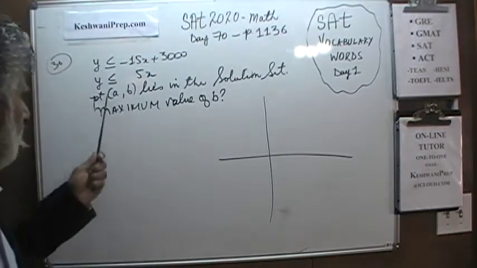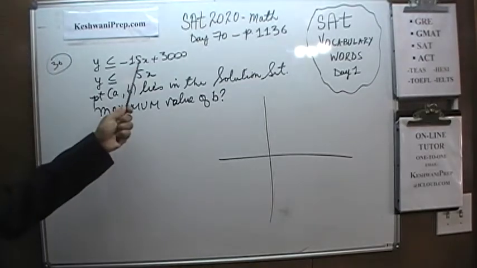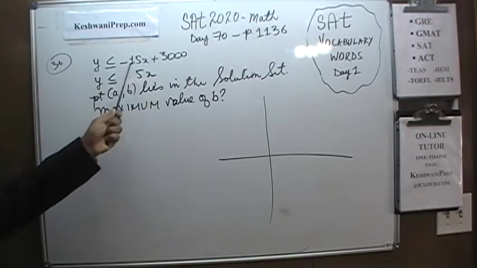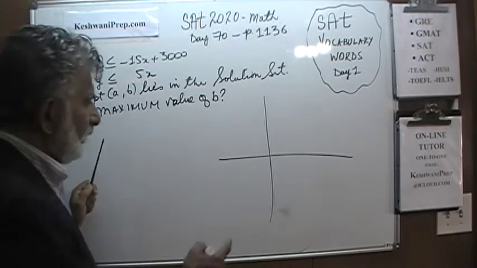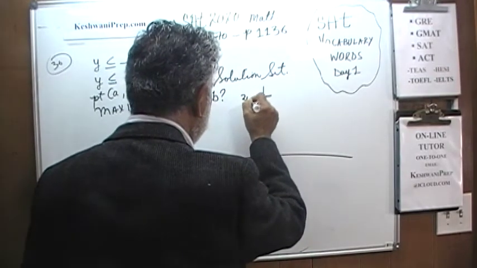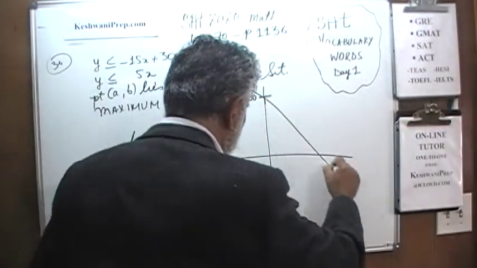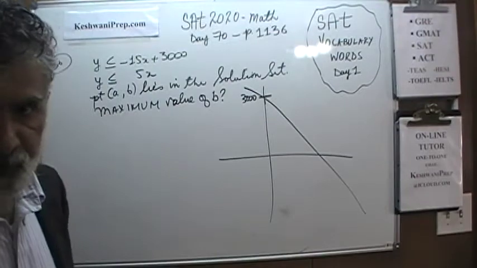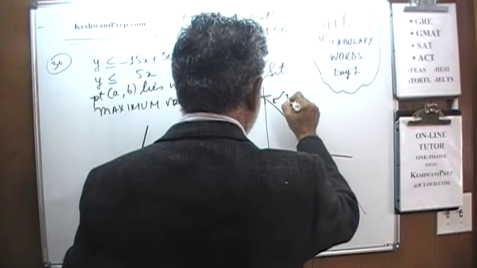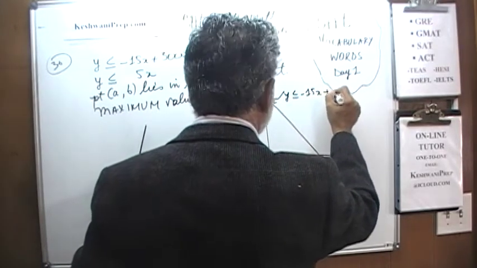First inequality, we can clearly see it has a negative slope, so it's going to slope downward. Second, when x is equal to 0, y is equal to 3000, that's all we need. So when x is 0, y is 3000, somewhere here, I'm going to put it way up there. Let's say this is 3000. As I said, it doesn't have to be drawn to scale. Just draw a line. It has a slope of negative 15. And that's this inequality right here: y is less than or equal to negative 15x plus 3000.